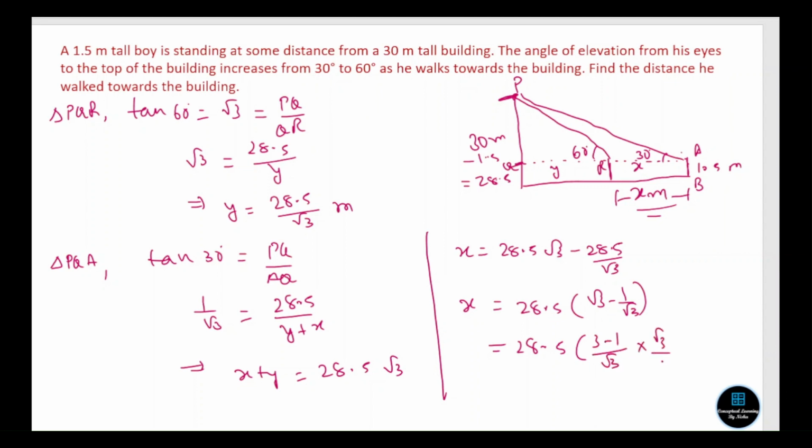I'll just rationalize this also. So finally what do we get? This is 3, 2. If I multiply 28.5 into 2, I'll get 57. 57 upon 3 is 19. So the final answer is 19 square root of 3. That means he walked 19 root 3 meter distance towards the building. Alright? Perfect.